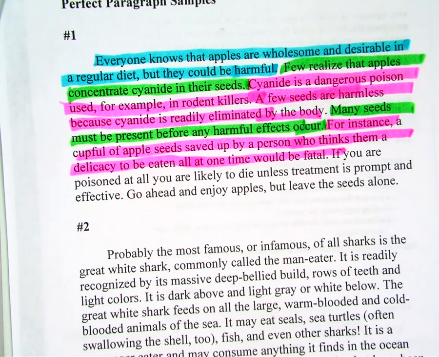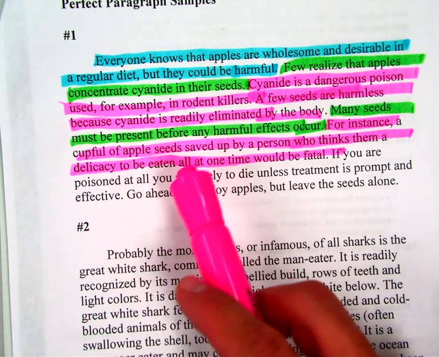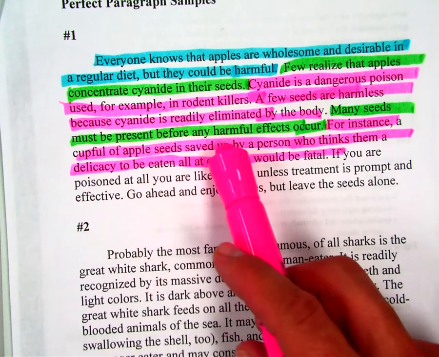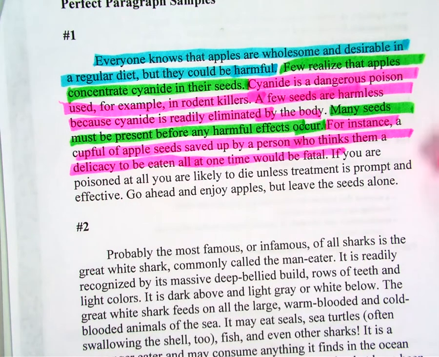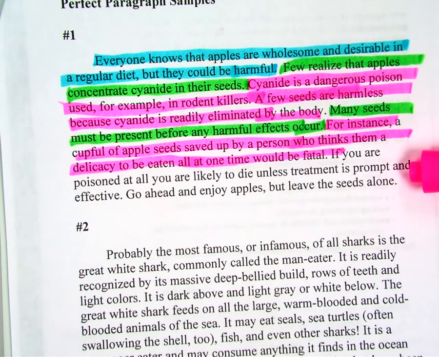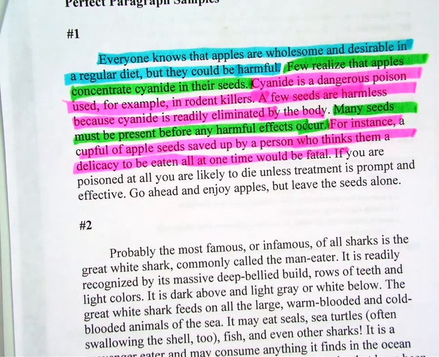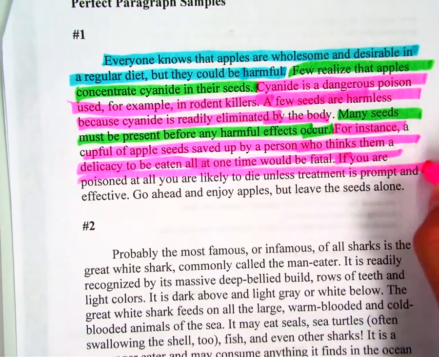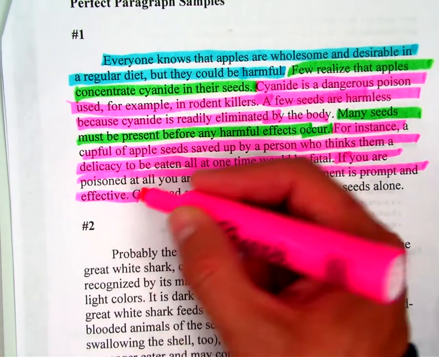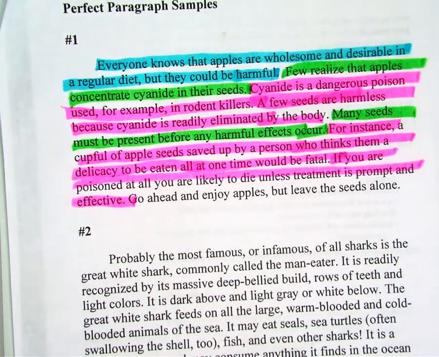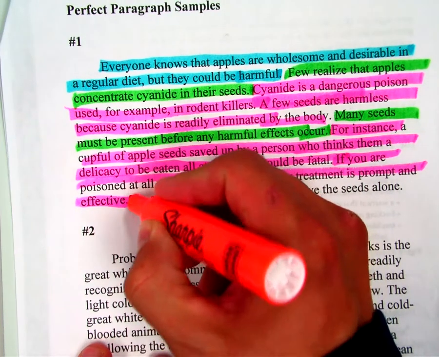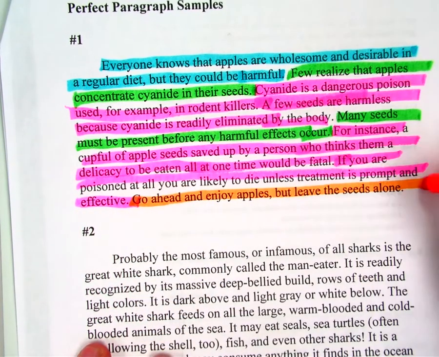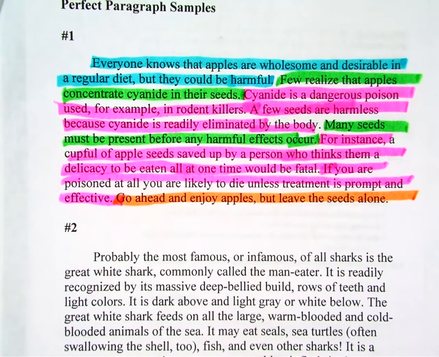Well, be careful. Go ahead and enjoy apples, but leave the seeds alone. Notice that many seeds must be present before any harmful effects occur. So we're still talking about the idea of the effect. Yeah, it's another elaboration. Excellent. Notice how there are multiple sentences for the elaboration. And then last, the conclusion: go ahead and enjoy apples, but leave the seeds alone.